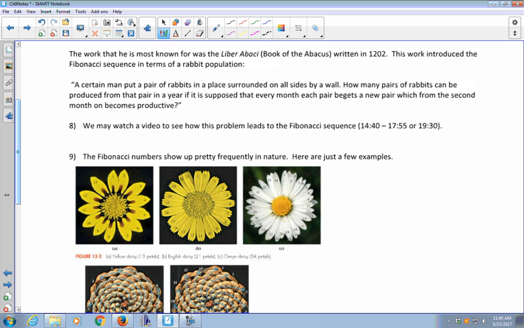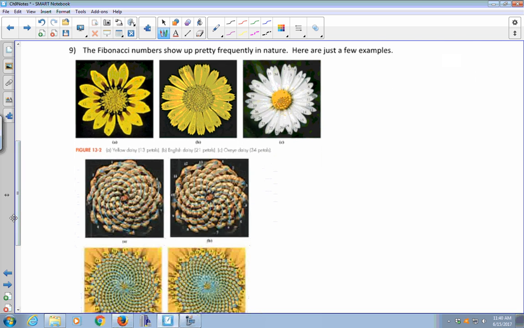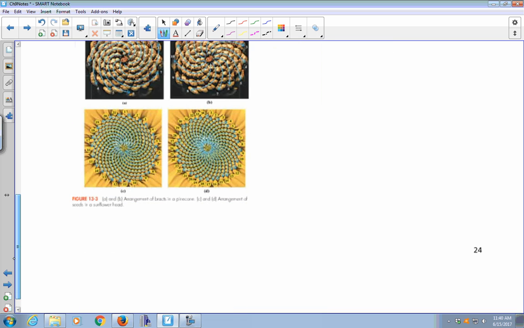So we're probably not going to watch this video right now, but just know that this problem leads to the Fibonacci sequence: 1, 1, 2, 3, 5. And the Fibonacci numbers show up pretty frequently in nature too, aside from the rabbit problem. The number of petals on flowers and the number of spirals in pine cones or in sunflowers tend to be Fibonacci numbers.